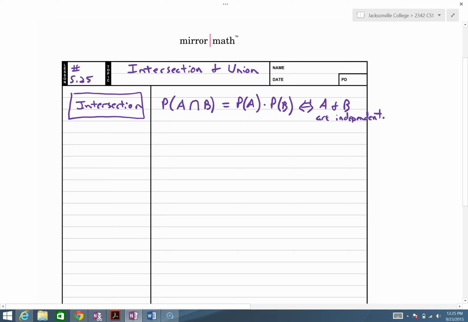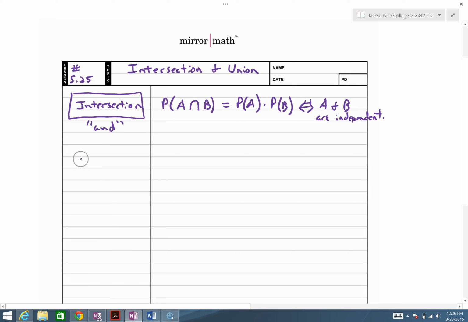This symbol, you might notice it sort of looks like an A a little bit. In English, we'll just think of it as and. Intersection is and. We say A and B. The probability of A and B will simply be the individual probabilities multiplied by each other, given if they are independent, if indeed they're independent.